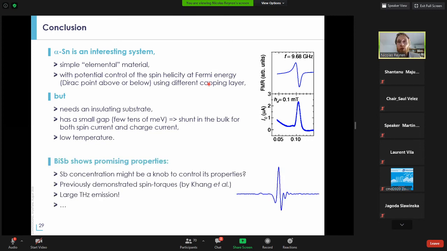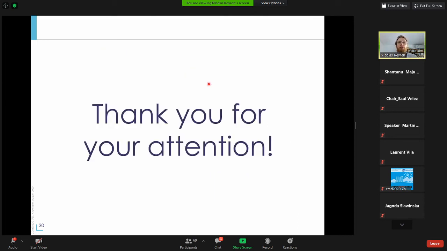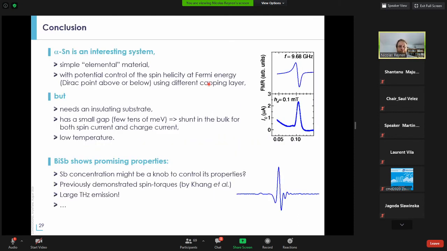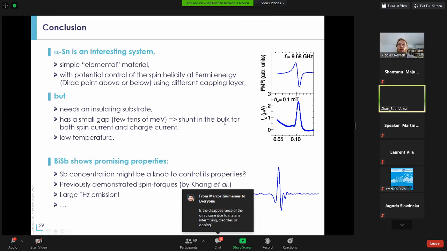Bismuth antimonide shows promising properties. Maybe you can adjust these properties by antimony concentration. It was previously demonstrated by other authors, Kang et al., that you can do spin torque with it, and we just showed that you can produce large terahertz emission. And with this, I thank you for your attention.